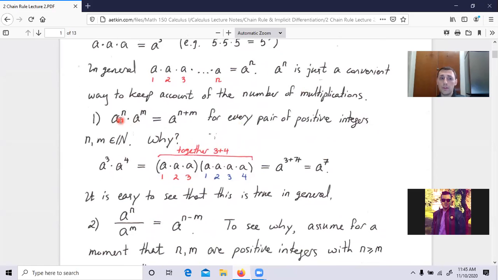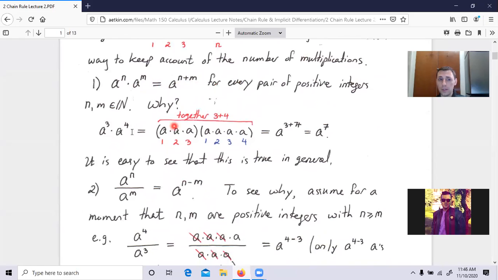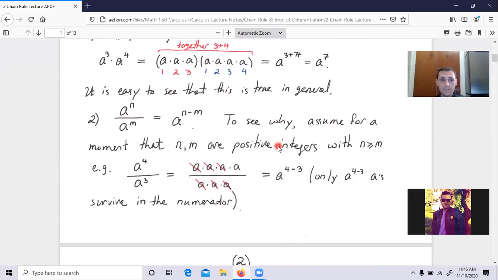And then we observe that a to the power of n times a to the power of m is a to the power of n plus m. For example, a to the 3 times a to the 4: I multiply a by itself 3 plus 4 times, or 7 times, right? It's also easy to see that a to the n divided by a to the m is simply a to the n minus m, right?